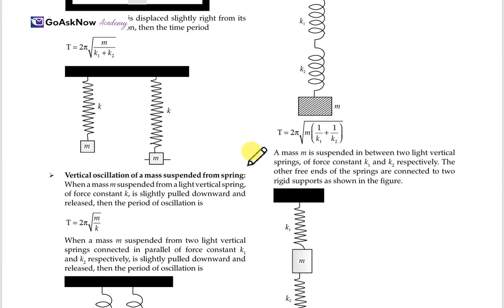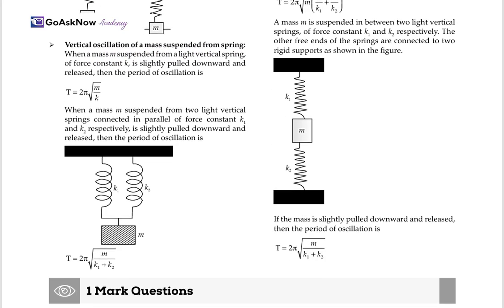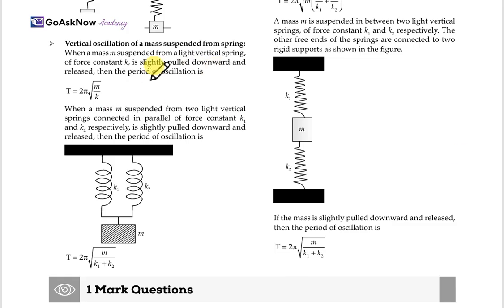Now the vertical oscillation of a mass suspended from a spring. When the mass m is suspended from the vertical spring of force constant k, slightly pulled downward and released, the time period will be T equals 2 pi square root of m by k, where m is the mass suspended.